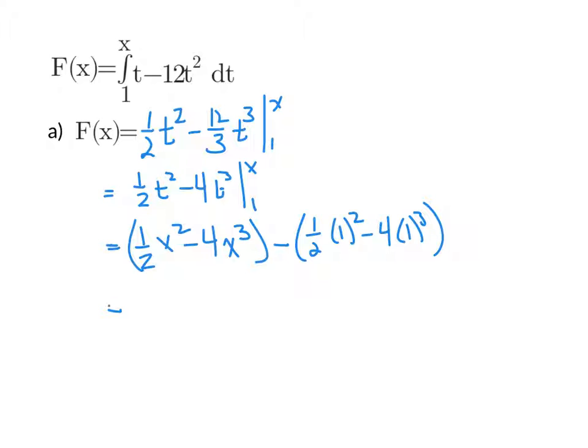Simplifying just a little bit more means we'll leave this first expression as it is. But we're going to subtract 1/2 minus 4. Well, 1/2 minus 4 is negative 3.5. And when I subtract a negative, that's adding 3.5, so 7/2. And that's my value, or my equation for capital F of x.